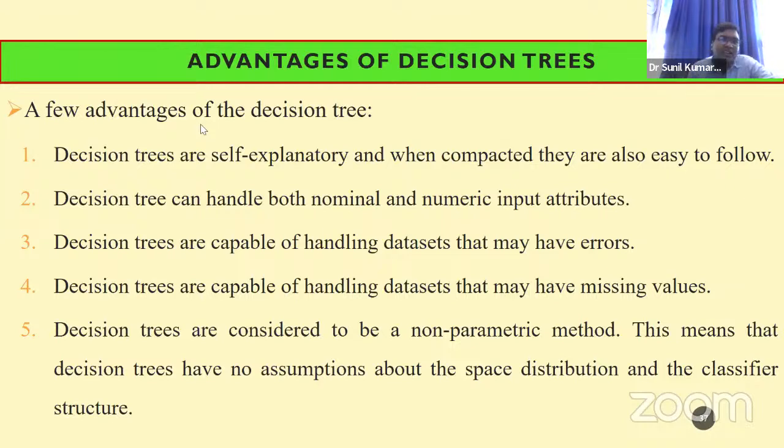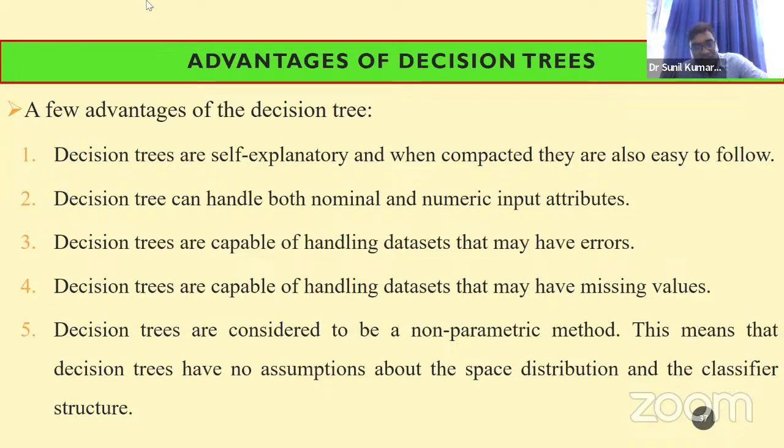Various advantages and disadvantages are there of the decision tree. One advantage is, as I have already mentioned, that it is very interpretable. Decision trees are self-explanatory and easy to follow. They can handle both nominal and numeric input attributes, I mean classification as well as regression problems. And decision trees are capable of handling data sets that may have errors.